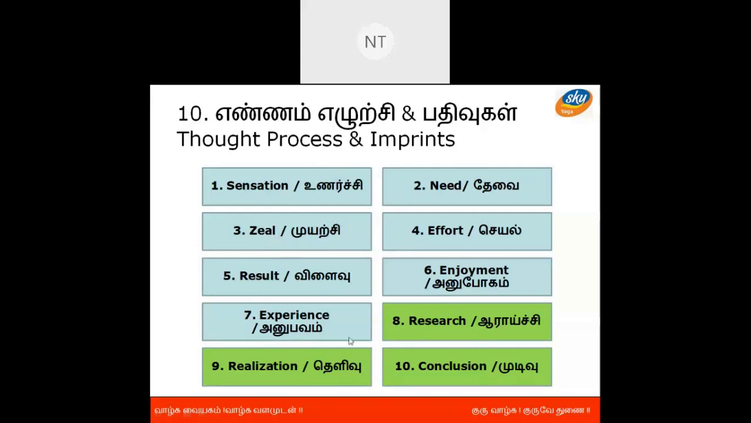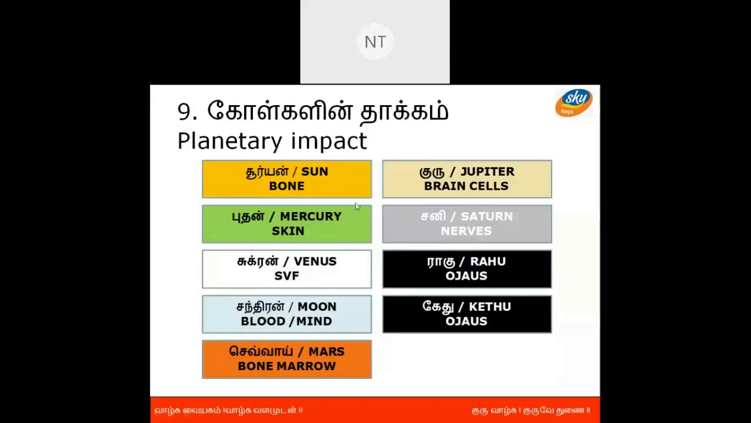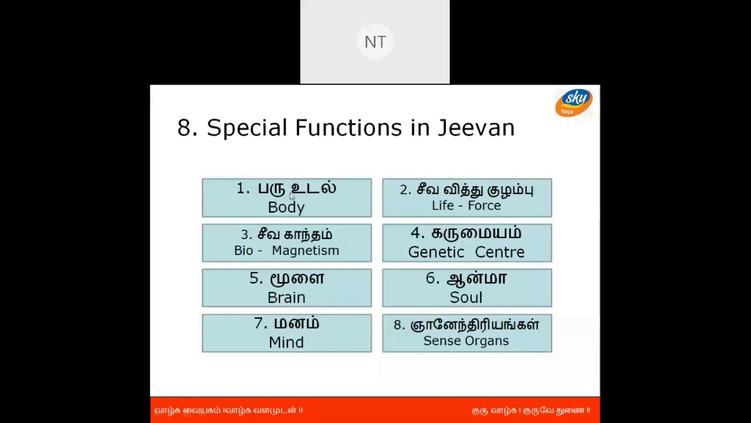So we know that all this information you can read and go through by yourself. But what I'm trying to say is the thought process and imprints are happening with the 10. And these thoughts are happening also because of the planetary impact. From the planetary, if you see the moon, it is especially related to the blood and mind. And number 8, there are also special functions in jivan, this body life force, so you can find out.